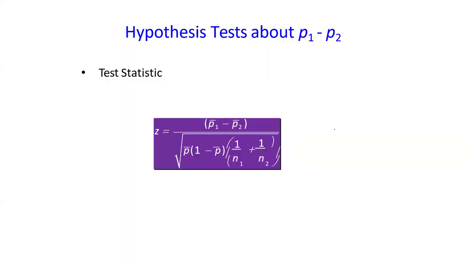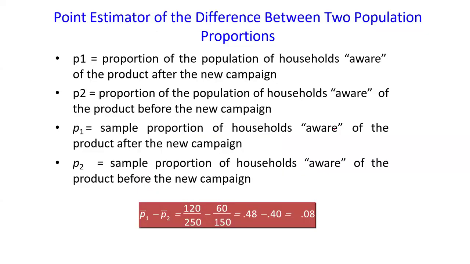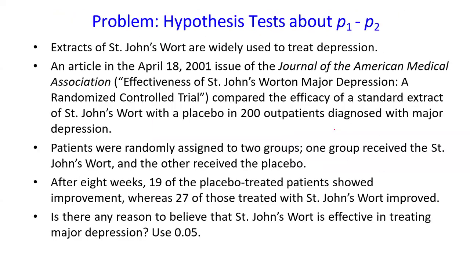This is the formula for the test statistic. Here, as I mentioned, for proportion we always use the Z distribution, so here we are using the Z score. Now let's understand this particular problem. Second, this is a problem.